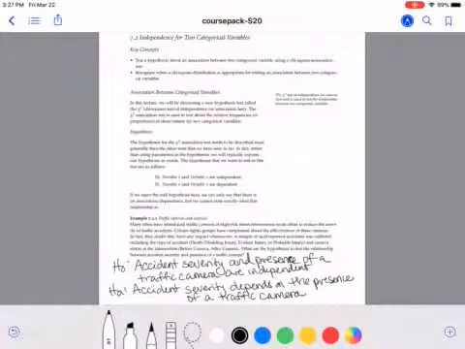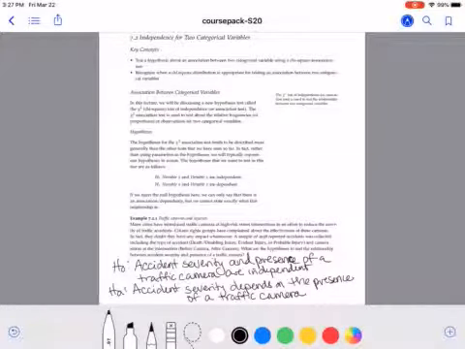And so what we want to know is if there is a relationship between severity of the accident and presence of a traffic camera. So our null hypothesis here, which I've already written out, would be that the accident severity and the presence of a traffic camera are independent, or you can also say not related or not associated. Those all mean the same thing. The alternative then is that accident severity does depend on the presence of a traffic camera.